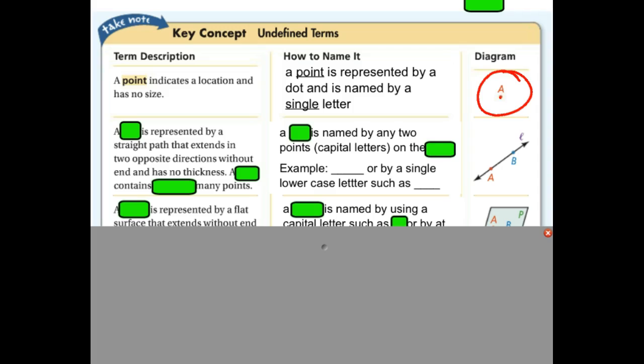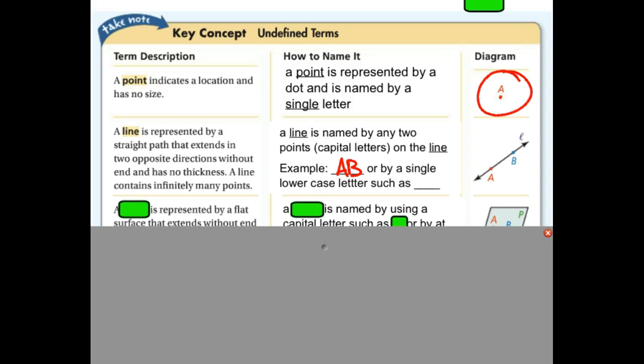The next thing we have is a line. A line is represented by a straight path that extends in two opposite directions without end and it has no thickness. So no matter how thick you draw a line, we actually don't say it has thickness. It's just talking about a straight path. A line contains infinitely many points, and that's really important, that it has infinitely many points all along it. A line is named by any 2 points, which are capital letters on the line. So this line over here would be A, B.